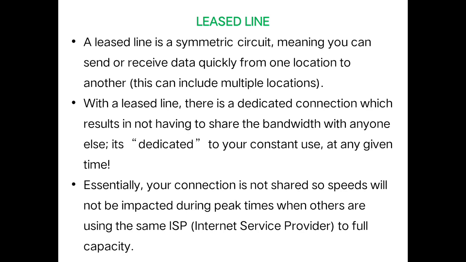Then the third one is leased line connection. Let me explain simply. Leased line means you can send or receive data quickly from one location to another. A leased line is an internet connection that is dedicated just for your usage. A leased line is normally delivered underground on fiber optic cabling, so it's nice and resilient. It's not shared with anybody else.